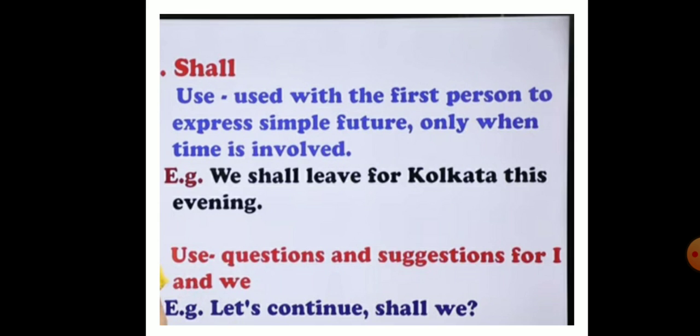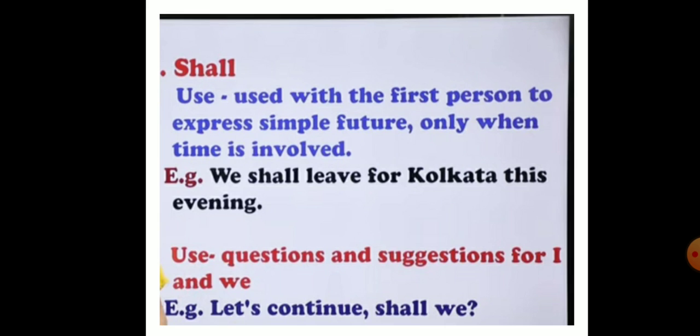Next is shall. Shall is used with the first person to express simple future tense only when the time is involved. For example, we shall leave for Kolkata this evening. Here, this evening means time is mentioned, and we have used shall here. Shall is used in the future tense, but only when the time is mentioned, and it is used with the first person. Here, we is the first person, time is also mentioned, and this is the future tense, so we are going to use shall here.